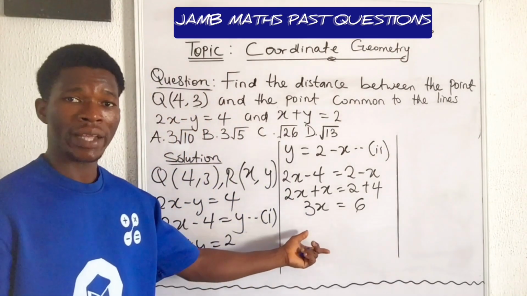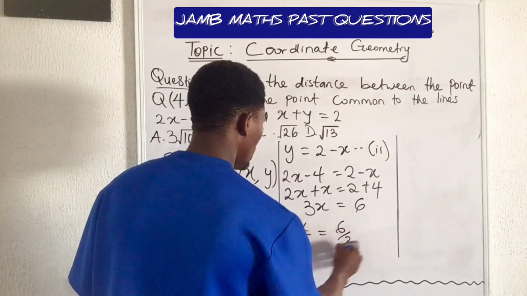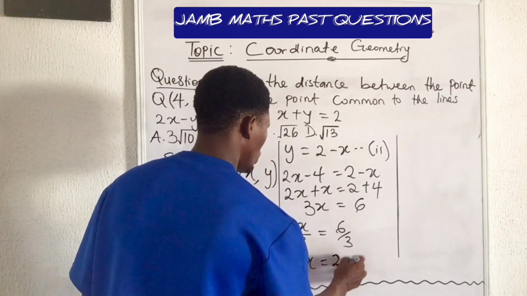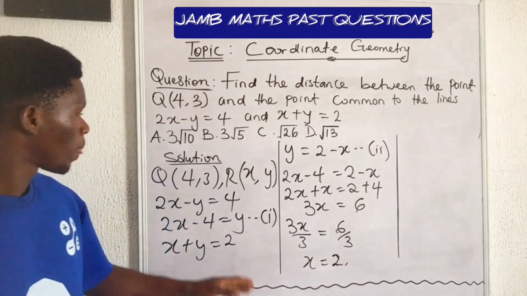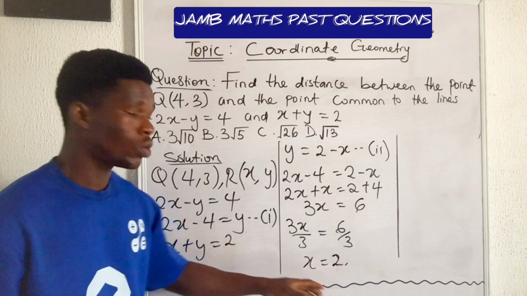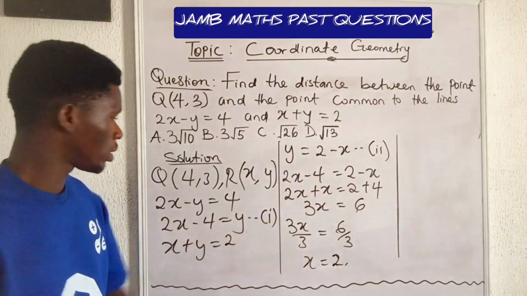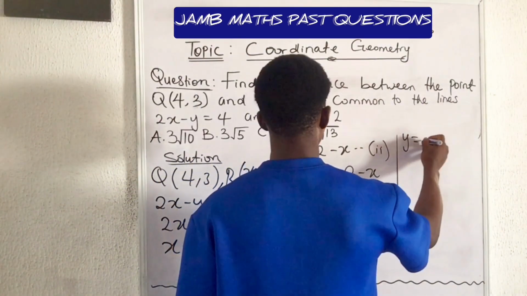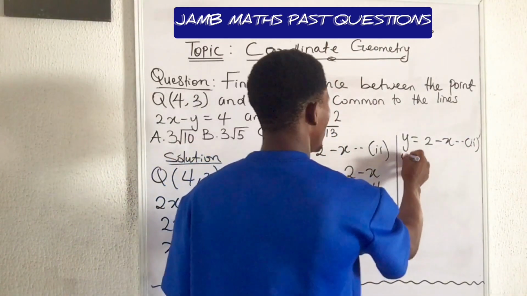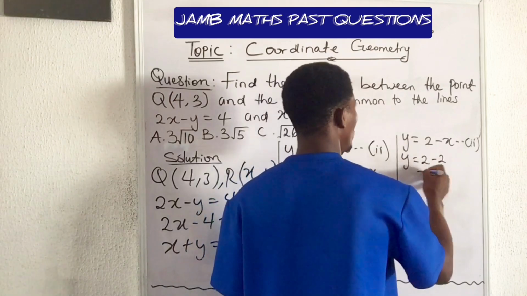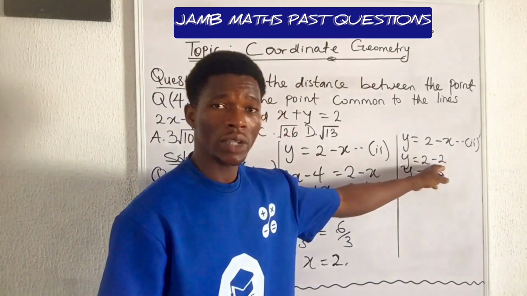Then we divide both sides by 3, and we get the value of x. So x is equal to 2. We've gotten the value of x to be 2. Now the next thing we do is to put this value of x into one of these equations, either 1 or 2, but I want to make use of equation 2. So we have that y equals 2 minus x. Remember? So y equals 2 minus 2, which equals 0. Y equals 0 since x is 2 and 2 minus 2 is 0.